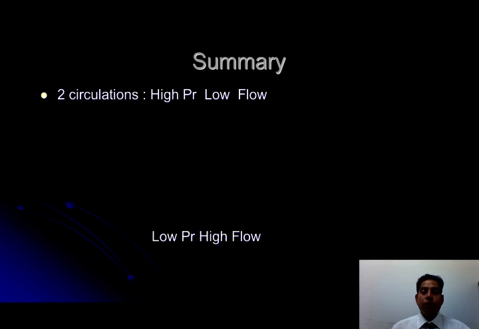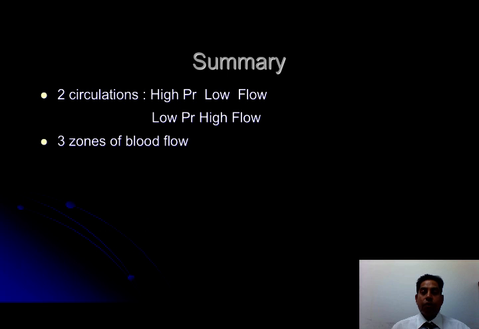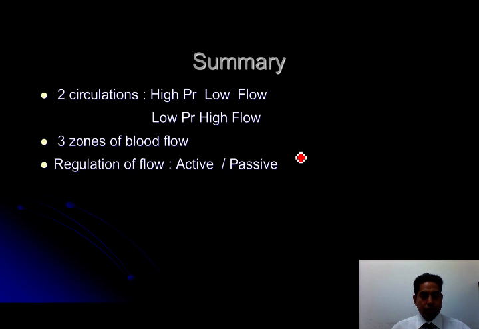One is a high pressure, low flow circuit. The other is a low pressure, high flow circuit in the pulmonary circuits. There are three zones of blood flow in the lungs: the apex, the middle portions, and the base. Because of gravity, in the apices the pressure in the alveolus is always higher than in the capillary. So there is zero blood flow in the apices theoretically. The middle zones get blood flow only during systole, whereas the bases will get flow throughout the cardiac cycle, or at all times.